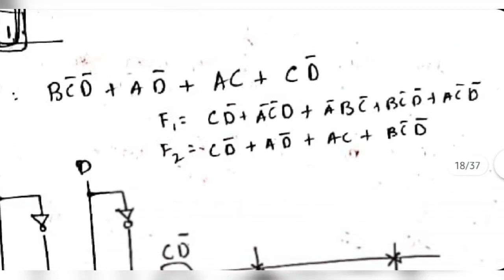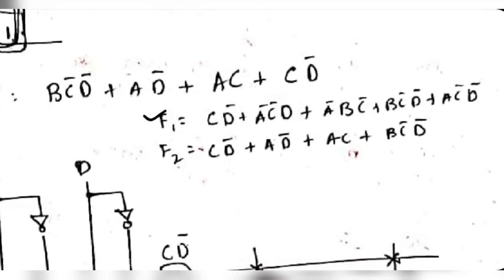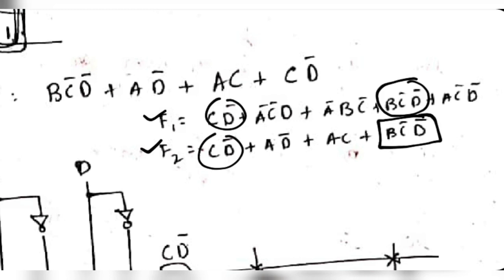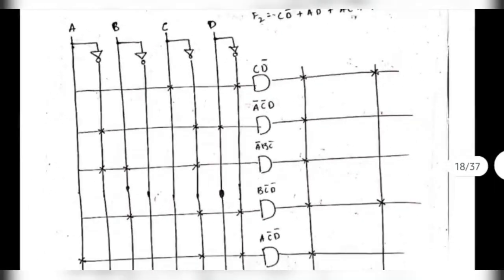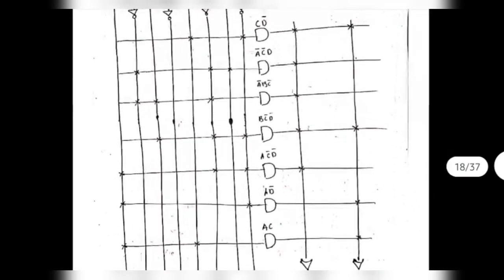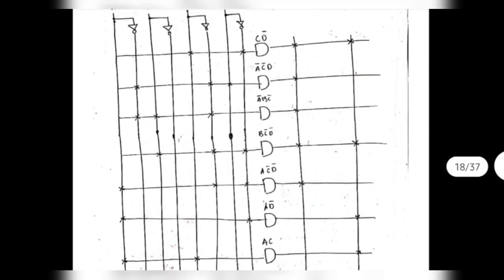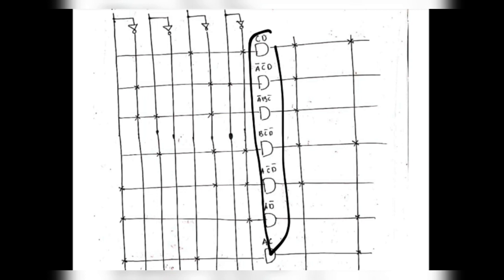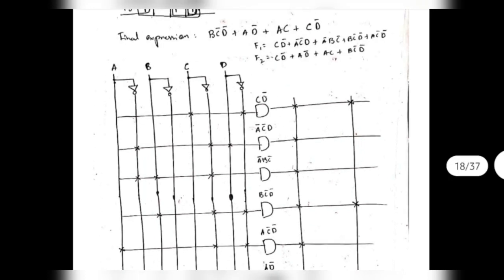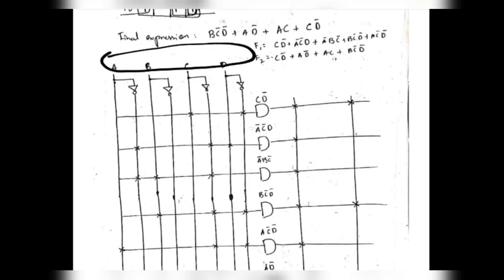See, this is the equation for F1, this is the equation for F2. So the distinct terms are these terms and these terms, except these both. These all terms you will write here by making an AND gate. See here, these are the AND gates. These all terms will be written there, and these are the inputs A, B, C, D. And you will connect a NOT gate with each of these.